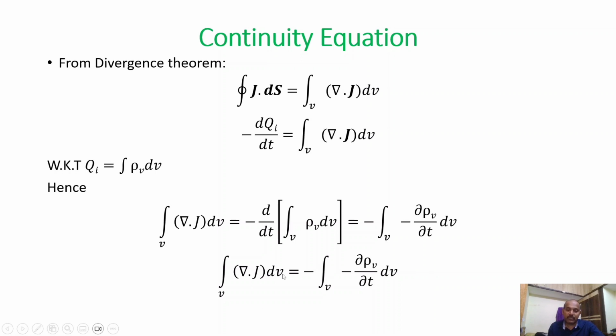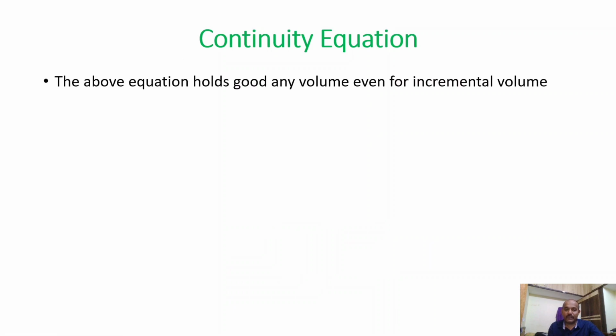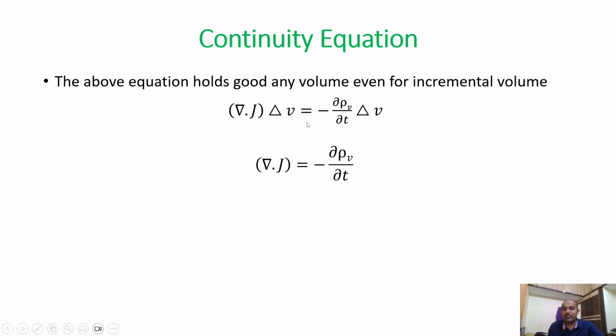This is applicable for any kind of volume, even for a small differential volume. Therefore, I can write del dot J delta V equals minus partial rho v by partial t into delta V. On both sides you have a differential volume, so they cancel. We get del dot J equals minus partial rho v by partial t. If you look at this equation, del dot J is nothing but the divergence of current density, which equals minus partial rho v by partial t.